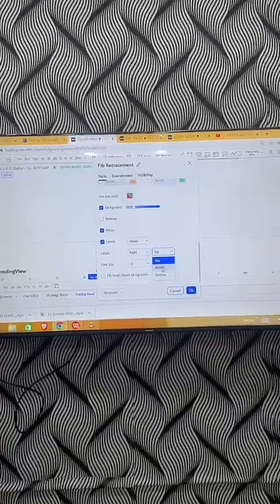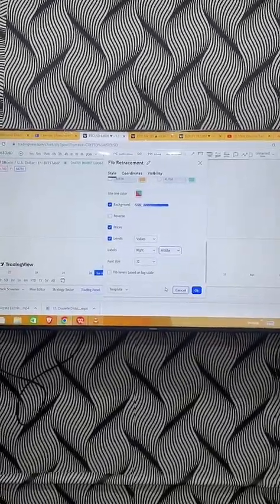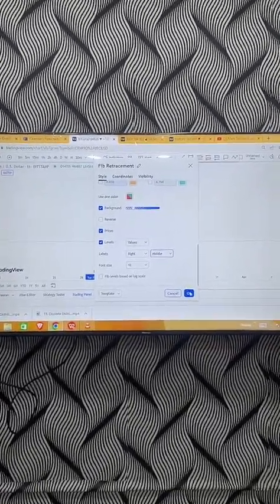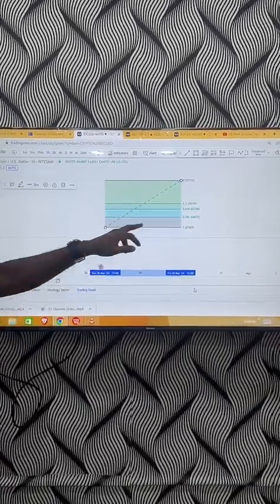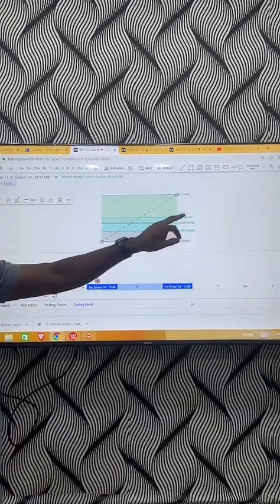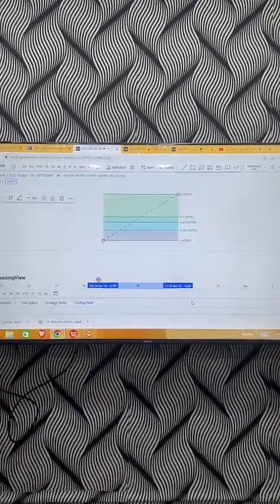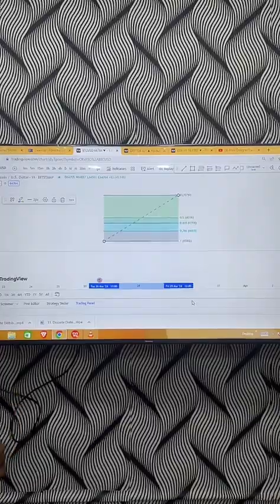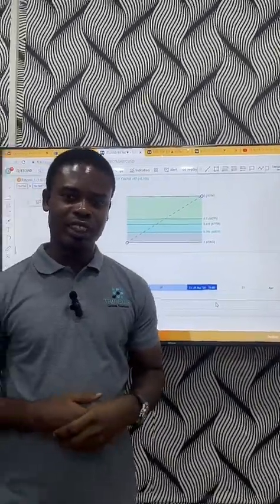So label middle. Okay, leave the font size as 12. Then now we have it: 0.78%, 61.8%, 0.5%. That's how the Fibonacci tool is. Now, let us go to the chart.